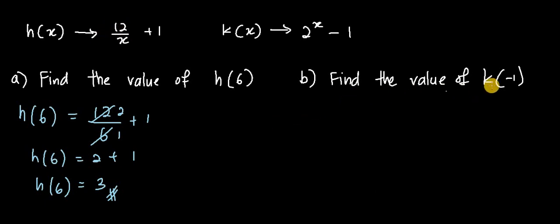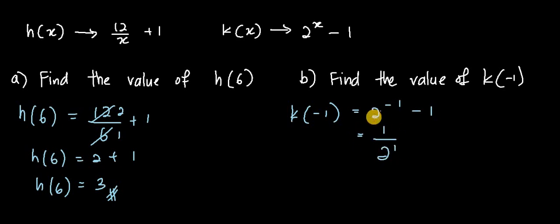So for b, find the value of k(negative 1). Again, negative 1, I'm just going to substitute inside this equation. So k(negative 1) equals 2 to the power negative 1, minus 1. Now, you see here the power is x, so that's why my negative 1 I put at the top. But if you know your laws of indices, when your power is negative 1, another way to write this is 1 over 2 to the power 1.